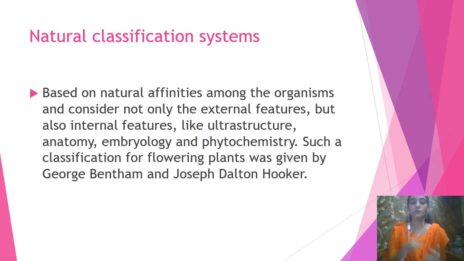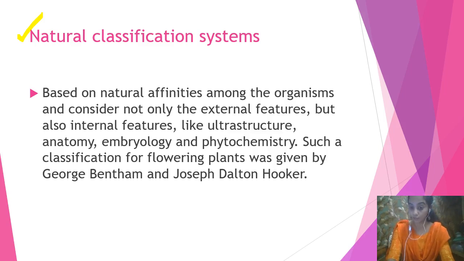Now, in between, one more system is there, that is the natural system of classification. In the artificial system, we said we are considering only the morphological characteristics. But here, in the natural classification system, we are considering both the external as well as the internal, or you can say the external morphology as well as the internal anatomy. So, it's more comfortable than the artificial system of classification.